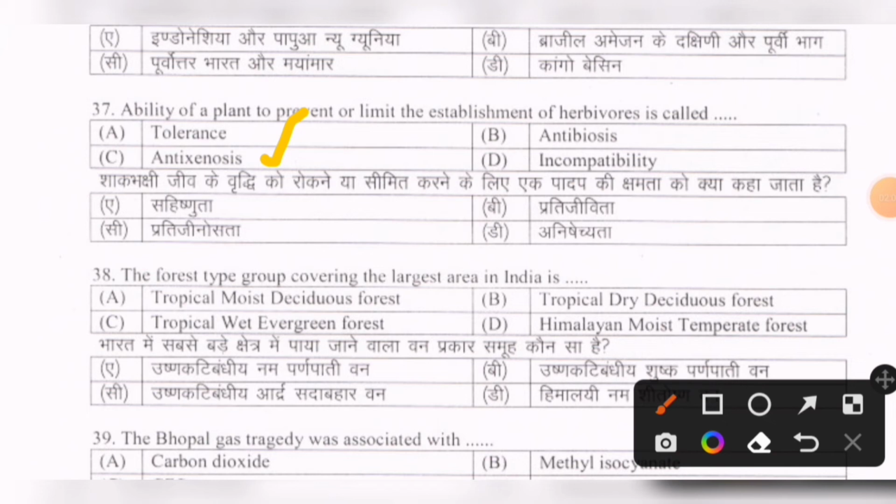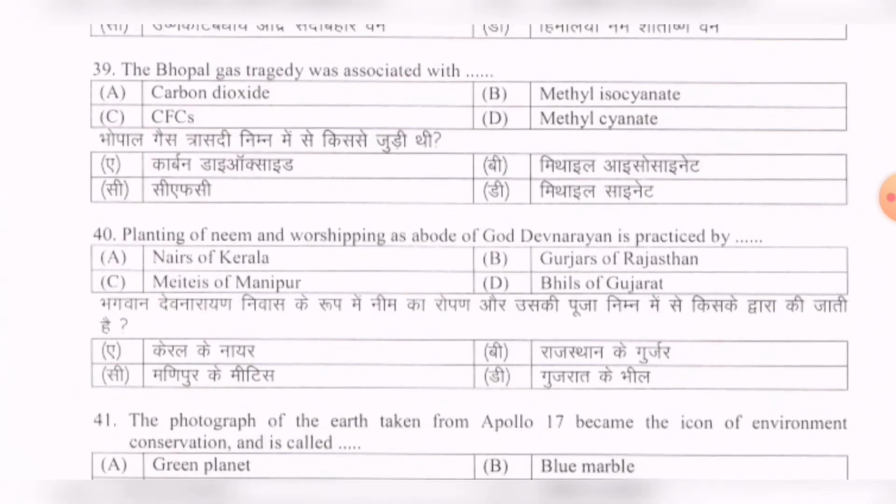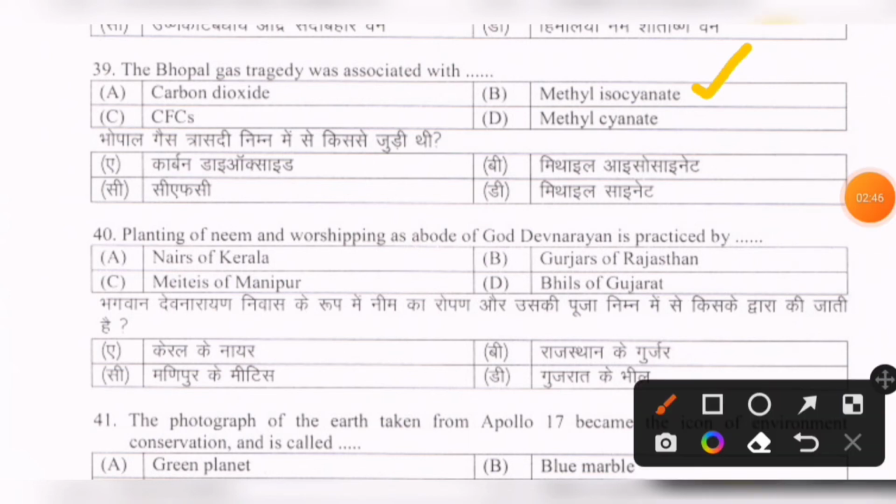The forest type group covering the largest area in India is tropical moist deciduous forest, tropical dry deciduous forest, tropical wet evergreen forest, Himalayan moist temperate forest. The correct option is tropical dry deciduous forest. Next question. The Bhopal gas tragedy was associated with carbon dioxide, methyl isocyanate, CFCs, methyl cyanate. The correct option is B, that is methyl isocyanate.